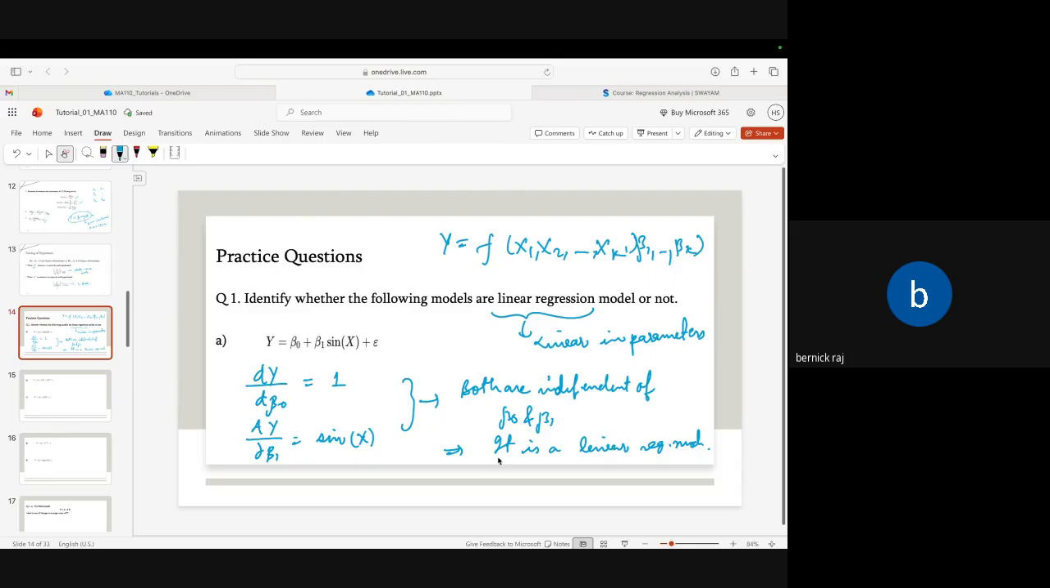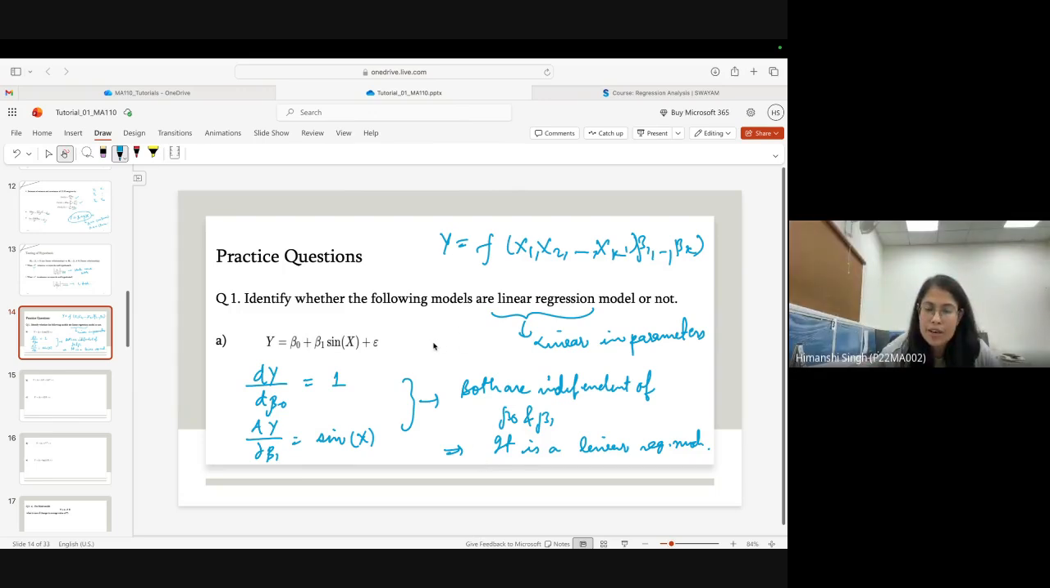Madam, can we say that if the parameter degree is 1, then automatically it is a linear regression? So I will get to it. For example, if in place of this I have something like e to the power beta 1 x, so beta naught plus e to the power beta 1 x plus epsilon, then what will you say? Is it a linear regression model?